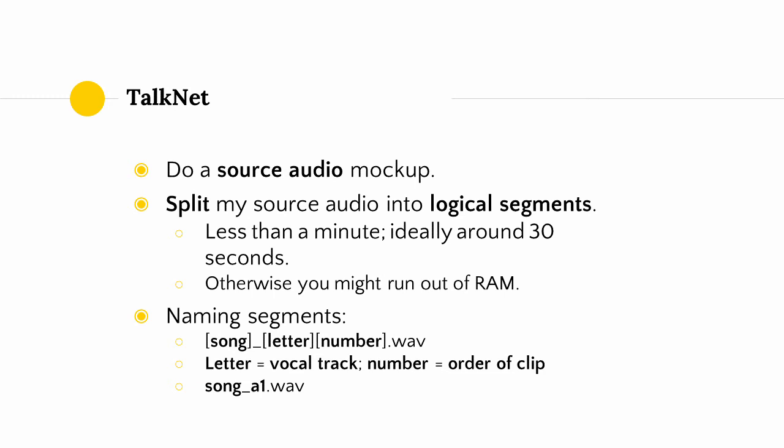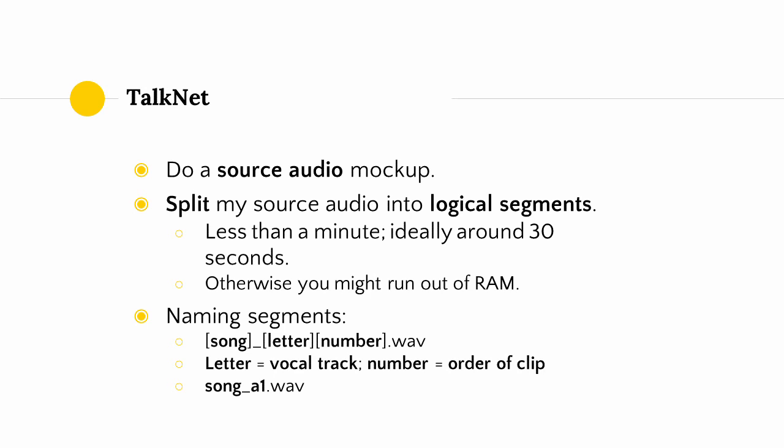The way this goes is essentially I do a source audio mockup where I record every line that I need in the DAW first, and place it and edit it as though my vocals are the ones that are going to go into the final mix. From my DAW interface, what I can then do is split my audio and render it out into logical segments that I can then feed into TalkNet. Typically, this will be a verse, a chorus, maybe half a verse.